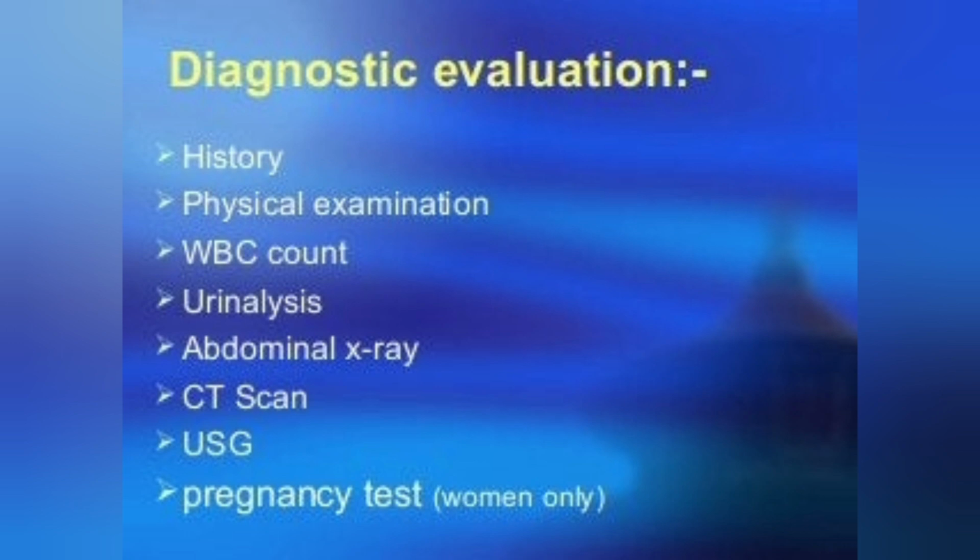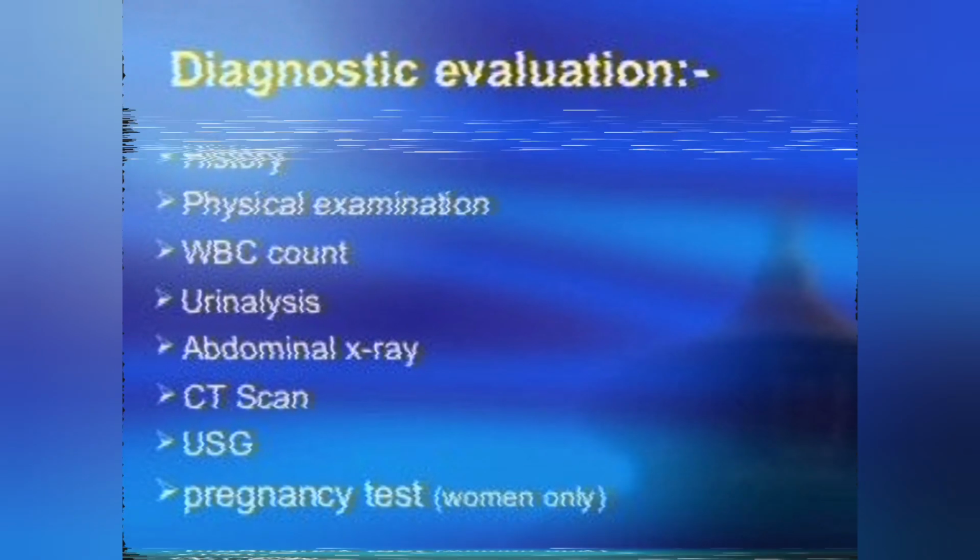In this, first of all, we will collect the history of the patient, including the personal history, whether the patient is non-vegetarian or vegetarian. Then we will do the physical examination of the patient. We will check the site of pain, especially McBurney point. For lab examination, we check the WBC count, that is the leukocyte count, which is greater than 10,000 per millimeter square, and neutrophil count greater than 75%.